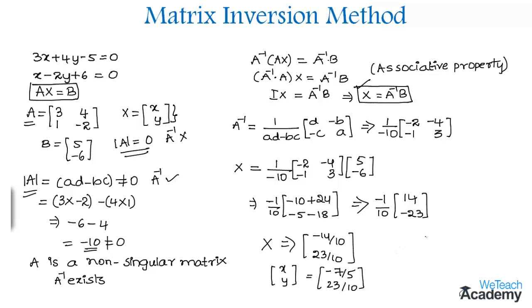Therefore, by equating the corresponding elements, we get the value of x as minus 7 by 5, whereas the value of y is equal to 23 by 10. In this way, we can find the solutions of equations, and make a note that the equation X equal to A inverse into B is obtained in the matrix inversion method.